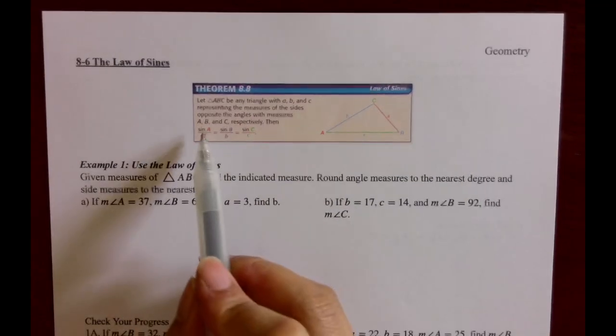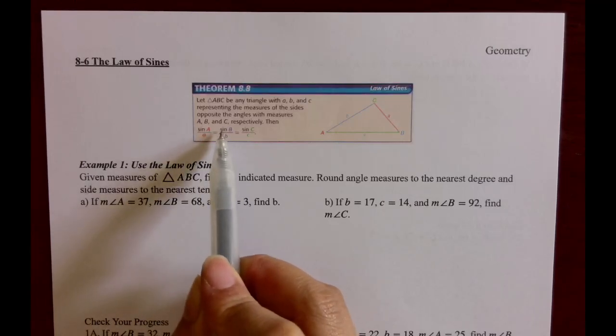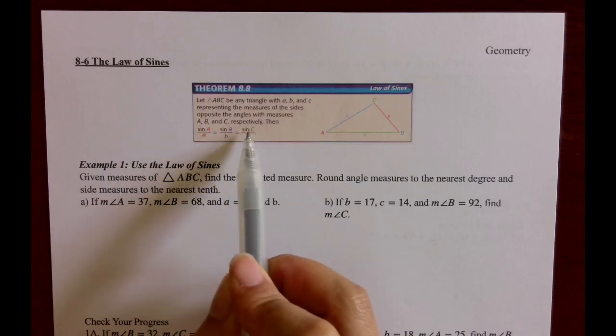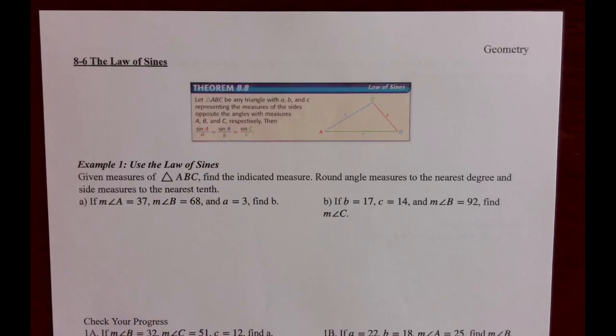And what we know is sine of angle A over a is proportional to sine of angle B over side b, equals sine of angle C over c. And using these proportions, we can solve for our triangle.